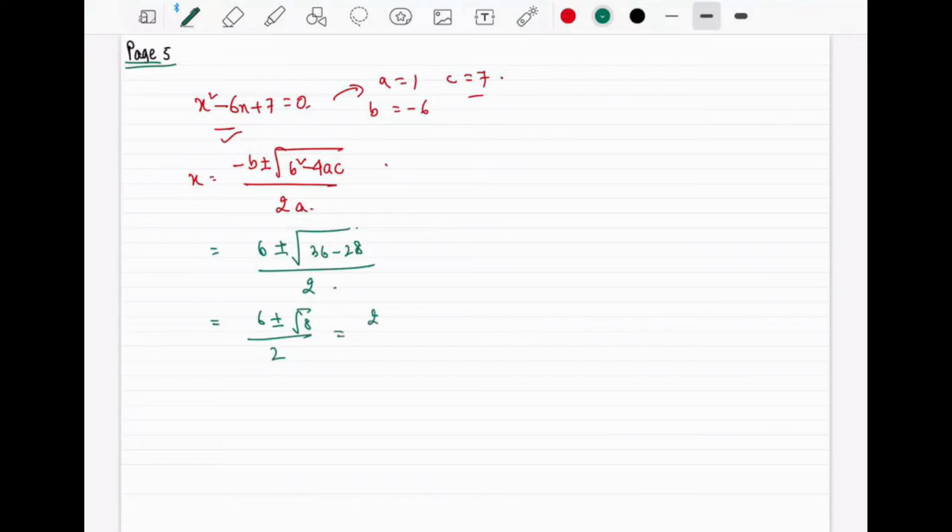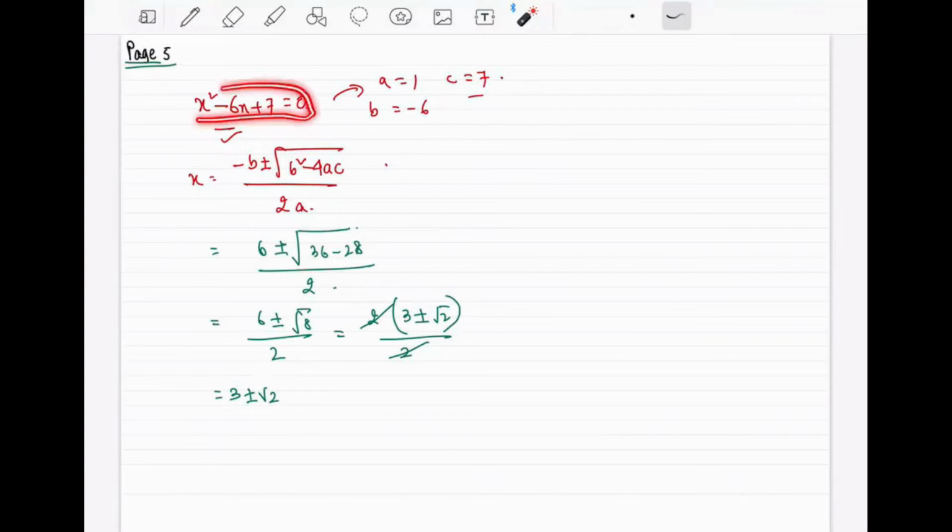We take a common factor from above: 2 times 3 plus minus root 2, divided by 2. You cancel out the 2 and 2. So we have got 3 plus minus root 2. Actually, we have already calculated this in a previous video, right? The same quadratic equation, we have already calculated it using the quadratic method. So what are the roots here? We have got alpha is equal to 3 plus root 2. Beta is equal to 3 minus root 2.